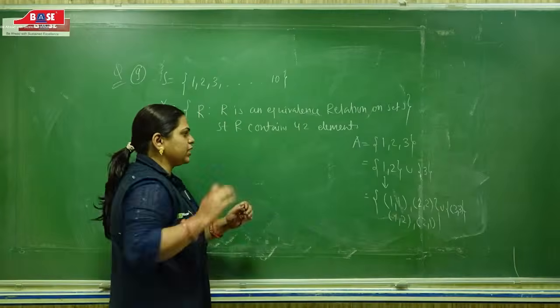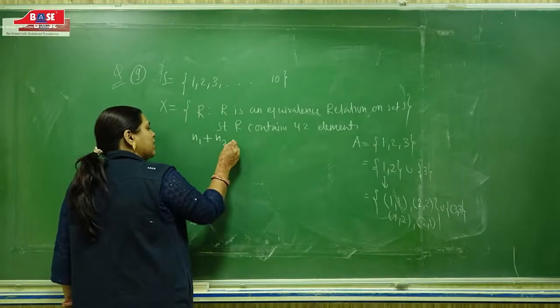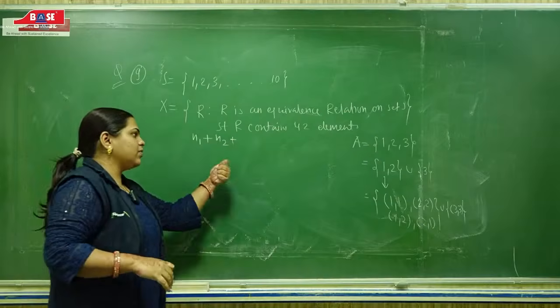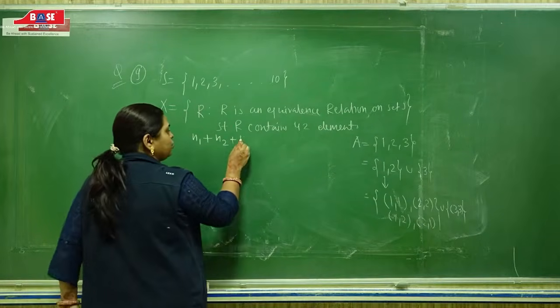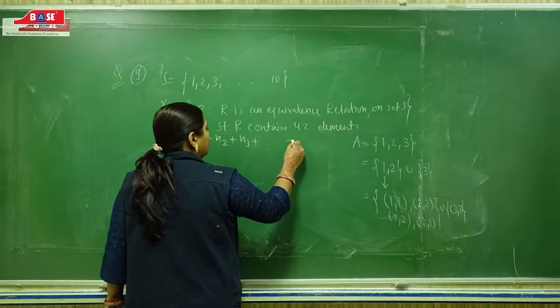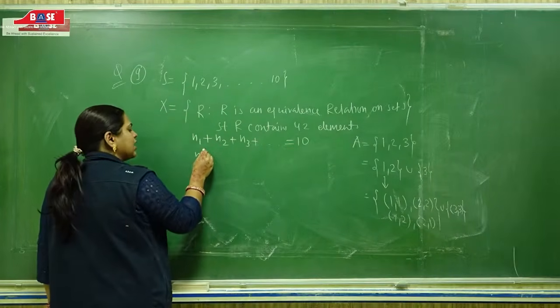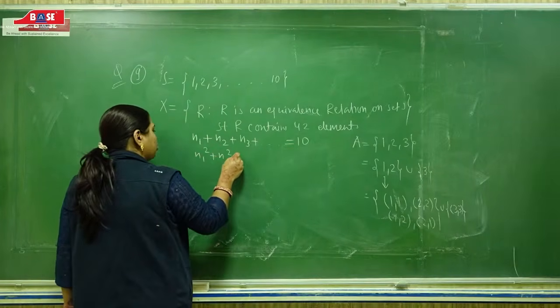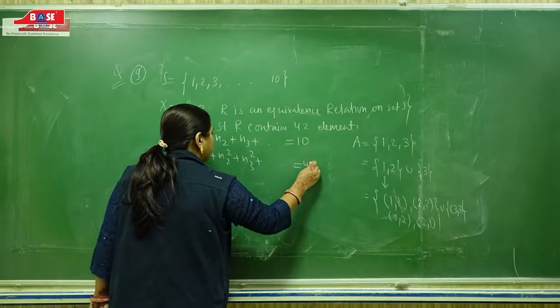So how should I solve this question? First try to think, everyone, that n1, n2 represent the number of elements present in each block of the partition. So n1 plus n2 plus n3 plus ... should be equal to 10. But correspondingly, n1 square plus n2 square plus n3 square plus ... should be 42, right?